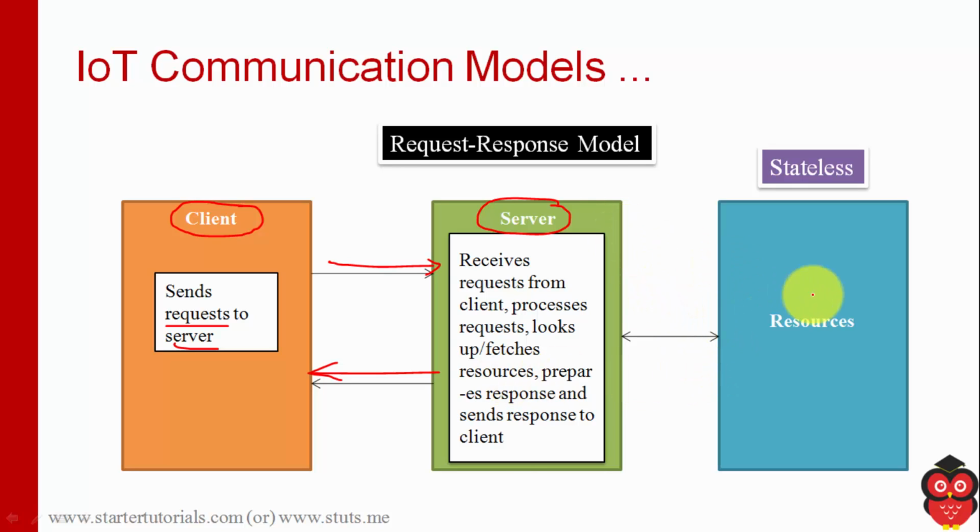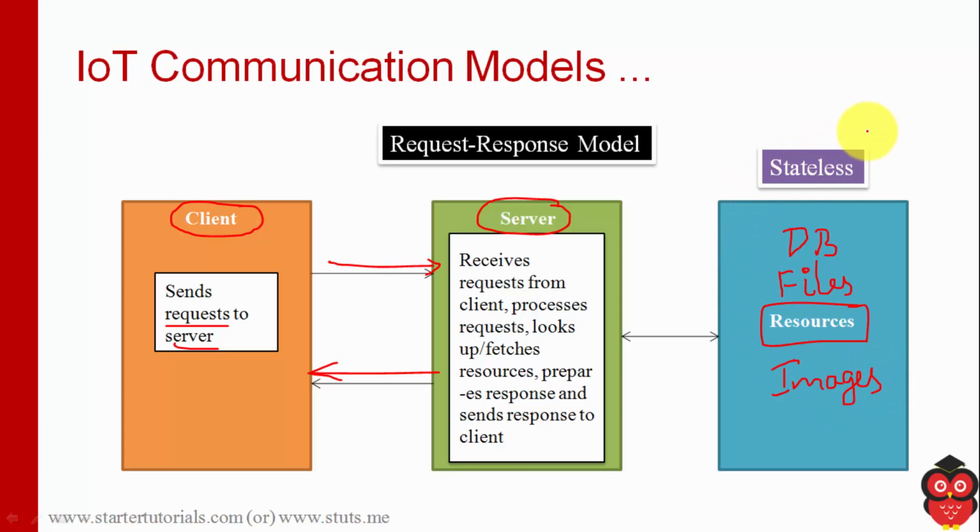And in turn, the server might access other resources. For example, it can be a database, or it can be some kind of files, data stored in the files, or it can be images. These resources can be anything, maybe audio files, video files, or whatever.